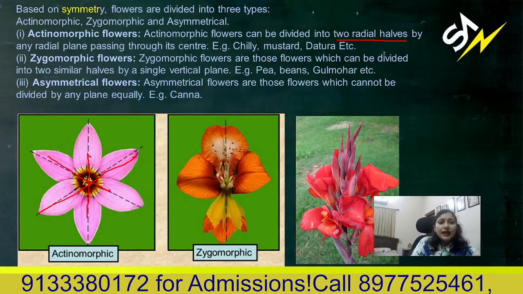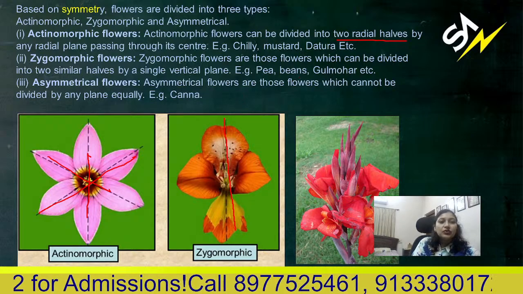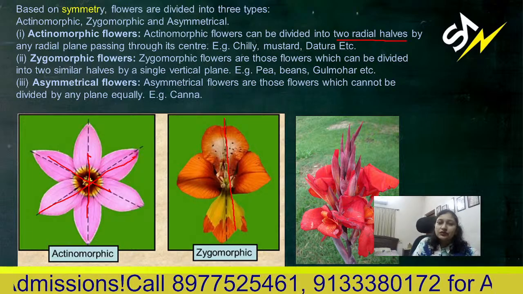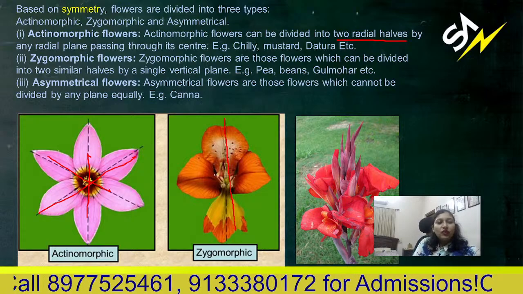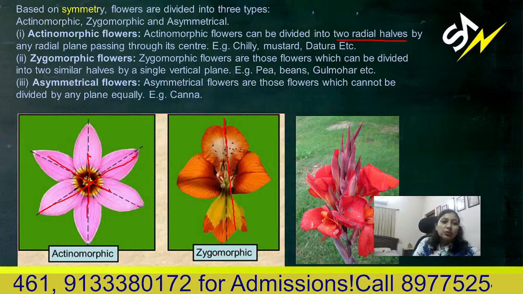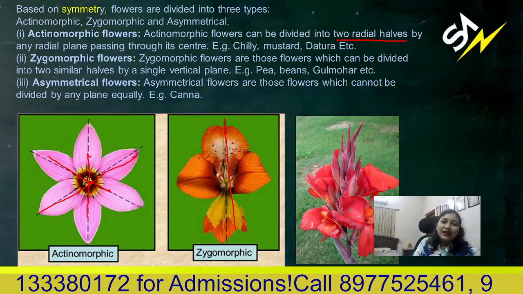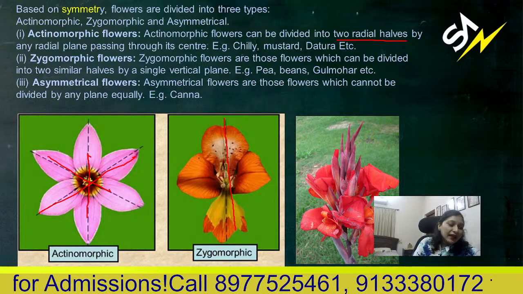Zygomorphic. In zygomorphic, only in the vertical plane can you cut into two equal halves. Otherwise, you can't cut. That type of flower is known as zygomorphic flower. And in case of asymmetric flower, you can't cut into equal halves. You can't divide them in any plane equally. These type of flowers are called asymmetric flowers.